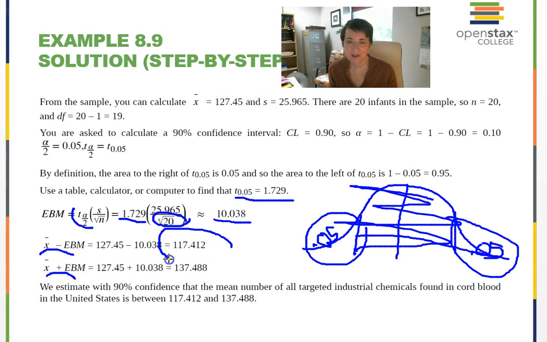So that's my error, and I will subtract it from my mean and add it to my mean, and I get this interval. So if I start here at 117 something and some change, go up here to 137 and some change, I'm 90% certain that the mean of my population will be found in those numbers. So with 90% confidence, our mean number of these targeted chemicals is going to be between those two numbers.